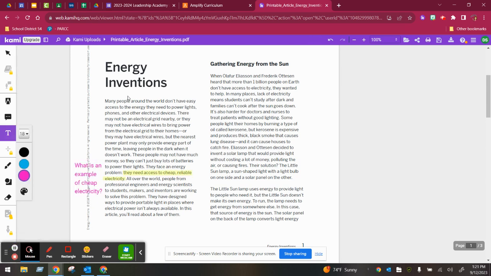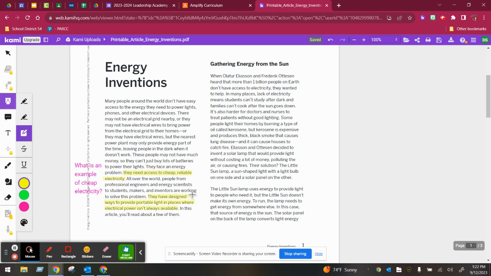After reading this first paragraph, you'll notice I went back and I highlighted the face an energy problem. They need access to cheap, reliable electricity. So I highlighted that because that seemed to be a main idea to me. I then also provided an annotation over here asking the question, what is an example of cheap electricity? As you go through this article, you're going to continue to highlight and annotate as you read.